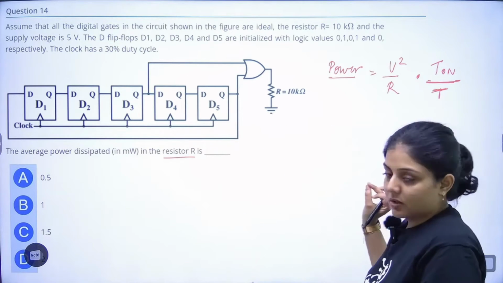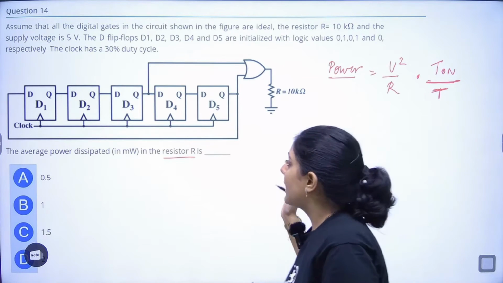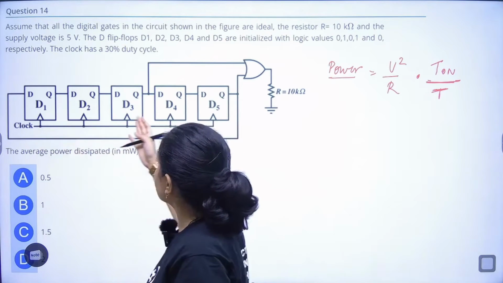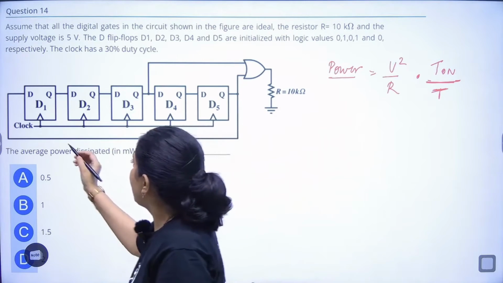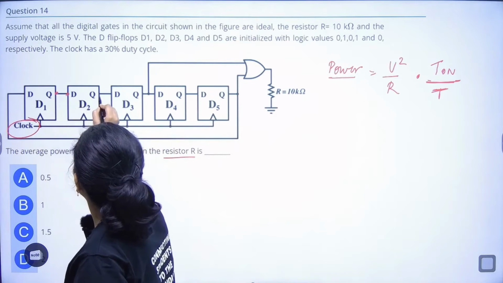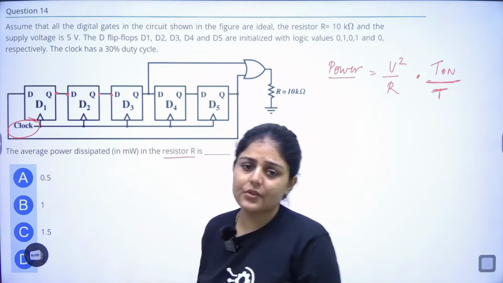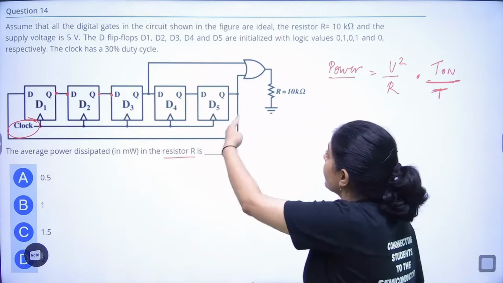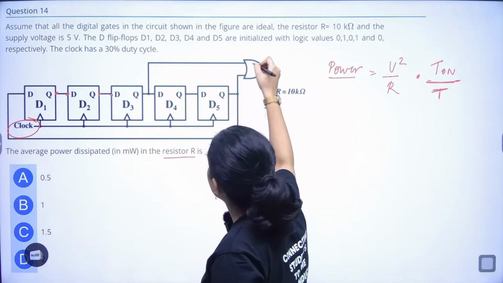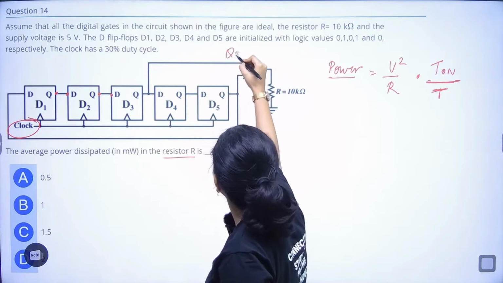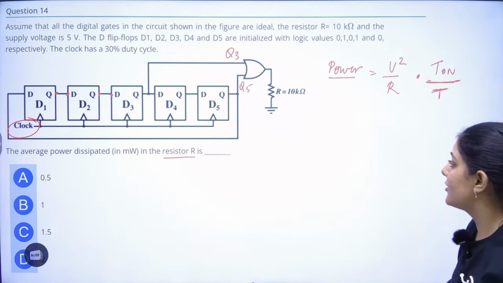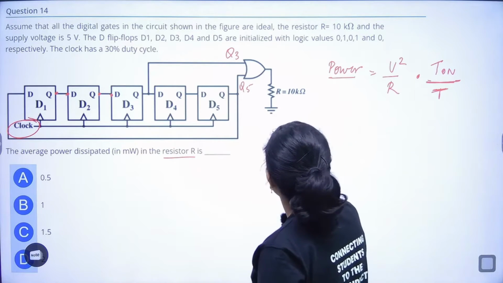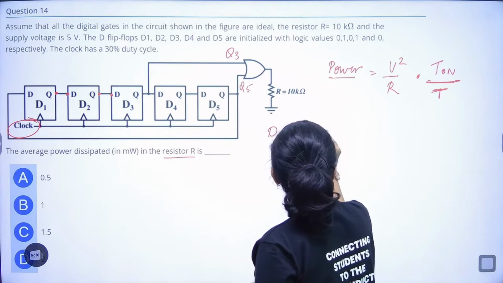So now this was the logic, right? This is a serial in, serial out type of register, and this is a clock. The input of this OR gate is equal to Q3 and Q5, right? Let's just draw the table for D1.